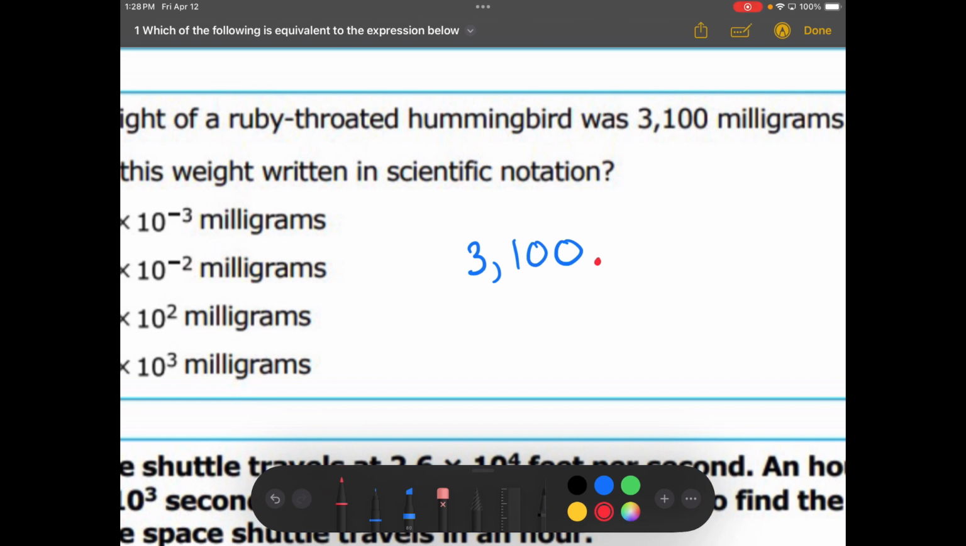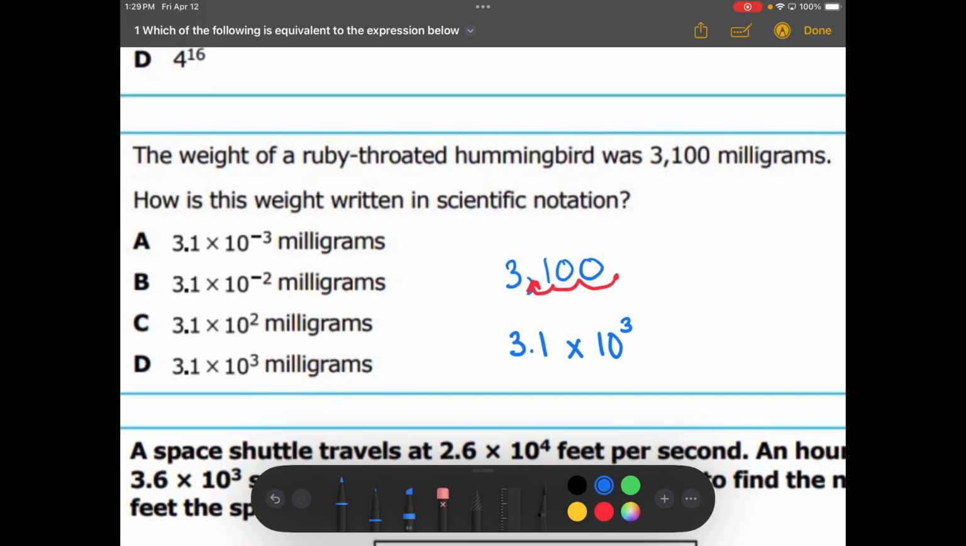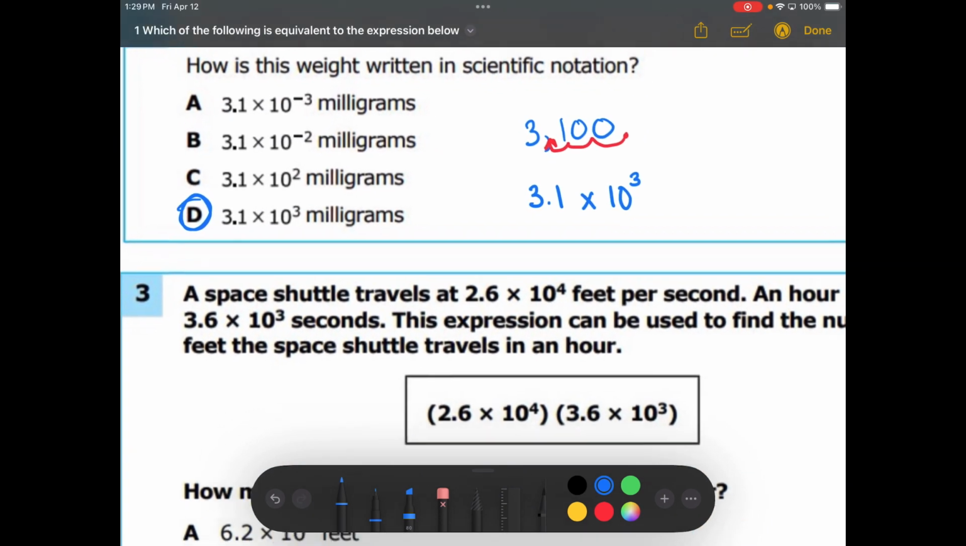So I am going to count how many hops it takes to get the decimal from the back to behind the first non-zero digit. Here we go. 1, 2, 3. So now my decimal is in the right place. And then I'm going to write this in scientific notation. 3.1 times 10 to the 3rd power. A, B, C, or D? Very good. Let's look at number 3.